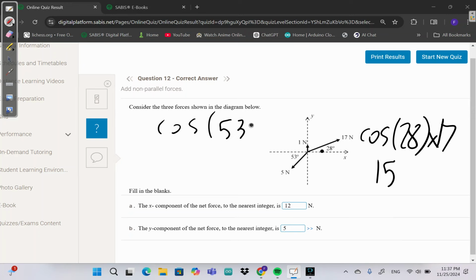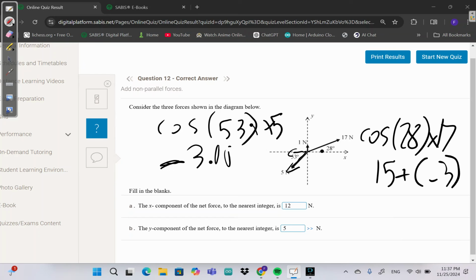Now, the x component of the second force is going to be cosine of 53 times 5, which if we do on the calculator, we'll get 3.00, which is 3. So now for the second force, since our force is directed to the left, to the negative side, this is going to be negative 3, since it's in the negative direction. So all we have to do now is to add them, to combine both x components. So it's going to be 15 plus negative 3, which is equal to 12. So that's our answer for A.